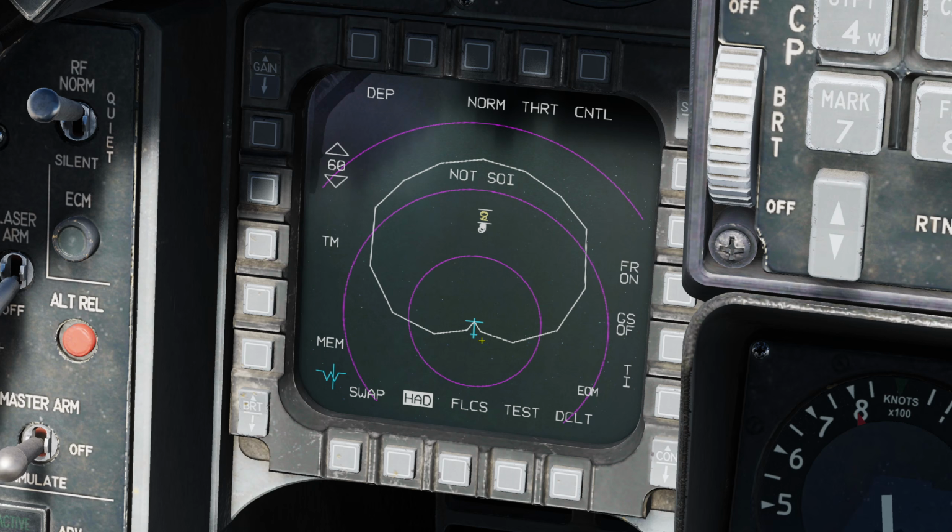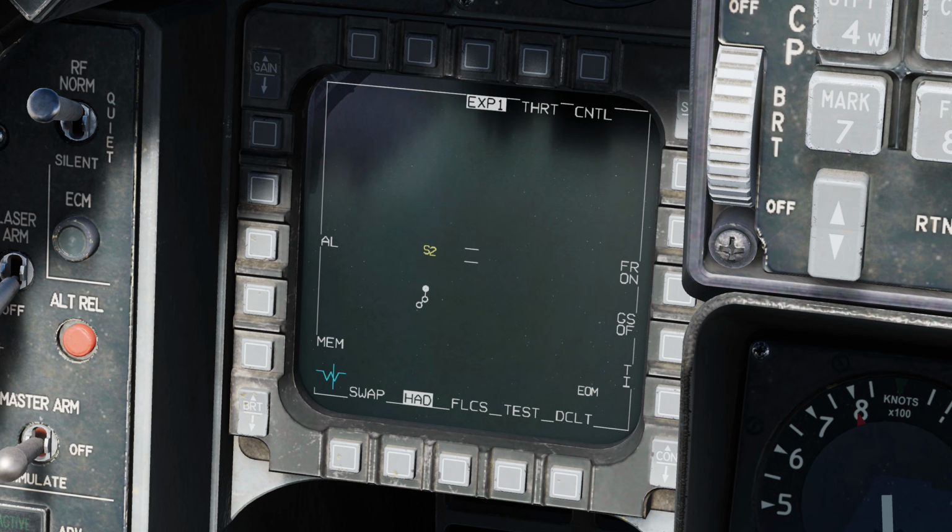A lot of the other options here are not implemented. TM doesn't do anything, memory doesn't do anything, TI doesn't do anything, and this GS option doesn't do anything. So we can ignore all of that. If I make the HAD sensor of interest, then just like in the HSD, I can make use of expand modes, and here we can see that I have two emitters. I have a search radar and an SA-2 tracking radar.